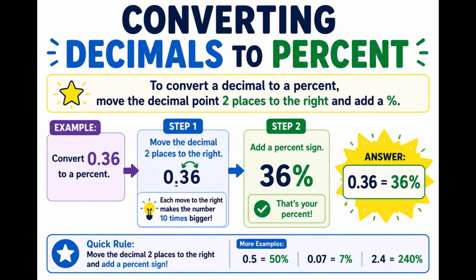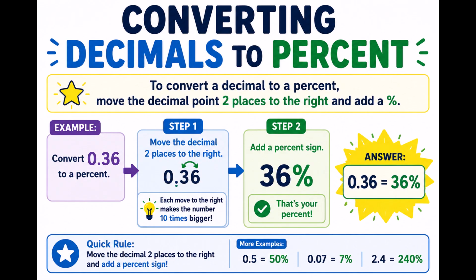Now, let's learn how to convert a decimal into a percent. A percent means out of 100. To change a decimal into a percent, we do two simple steps. Step 1, follow along on the image. Step 1, move the decimal 2 places to the right. So move the decimal point 2 places to the right.